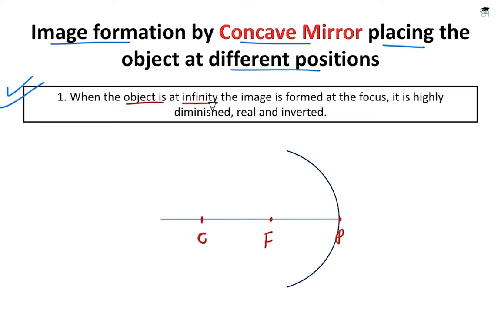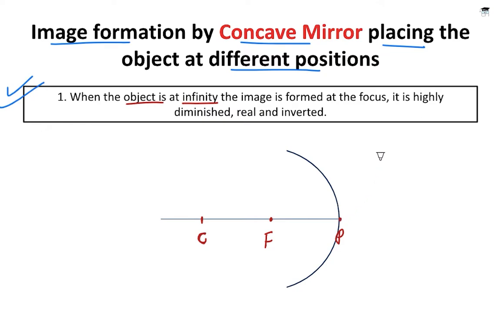So the first step in drawing ray diagram is to draw the object. But in this case, the object is at infinity. So how are you going to draw an object which is at infinity? The one thing to remember here is that when the object is at infinity, the light rays coming from the object are parallel to the principal axis. So the light rays coming from an object at infinity are always parallel to the principal axis.